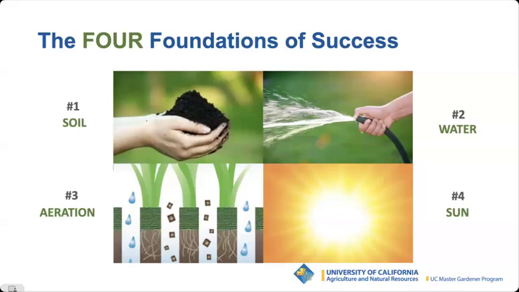The first one is soil. Soil is the basis for a healthy garden. It is home to an entire system of living things: fungi, bacteria, earthworms, and the roots of the plant that you are planting. You want to keep it healthy. The second foundation is water. Consistent moisture in the soil is key.